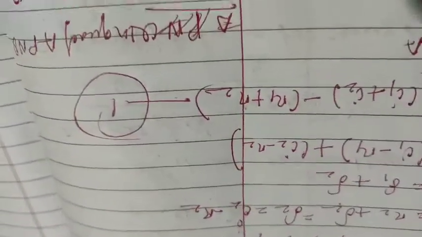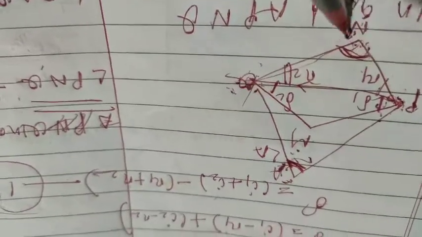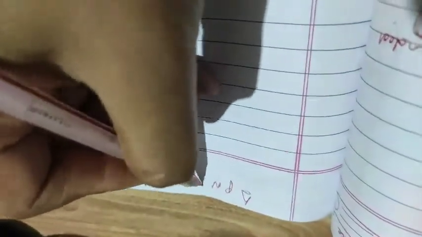Clear? Now I will move to the third equation, student. What I have already told you, we will consider one triangle PNQ. PNQ. So we will write in triangle PNQ.